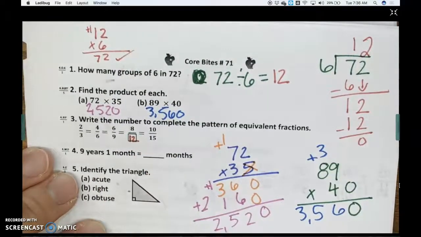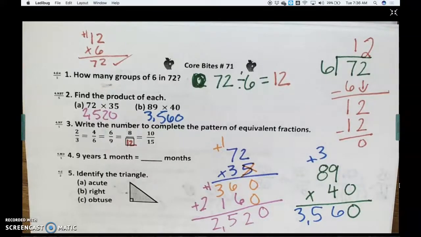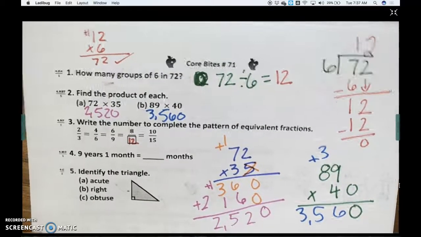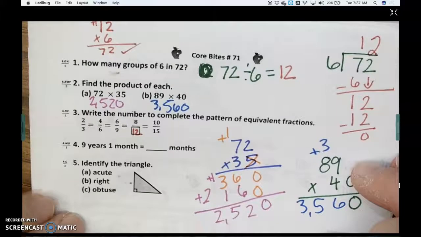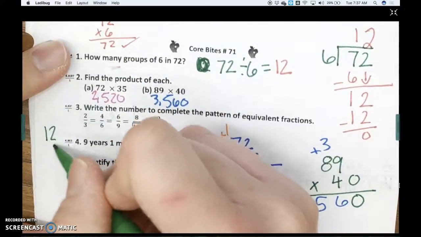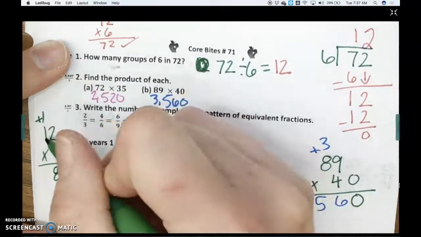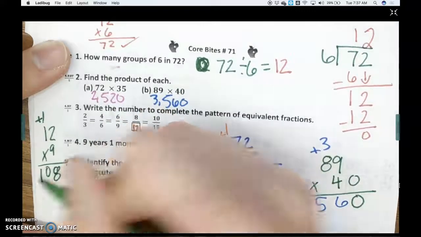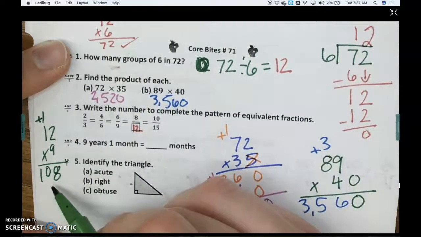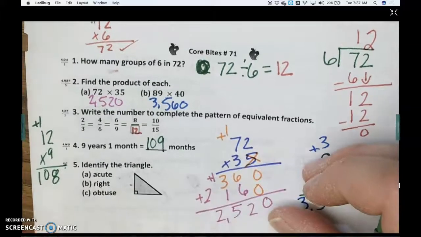So 8/12. And then if you are trying to figure out months and years, so 9 years, 1 month equals how many months? Okay, so you know there are 12 months in a year. So if you've got 9 years, you would do 12 times 9. 9 times 2 is 18. 9 times 1 is 9 plus 1 is 10, so 108. So 108 months plus 1 month gives you 109 total months.